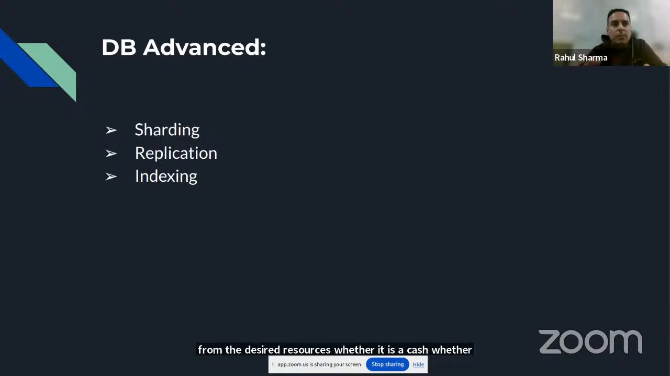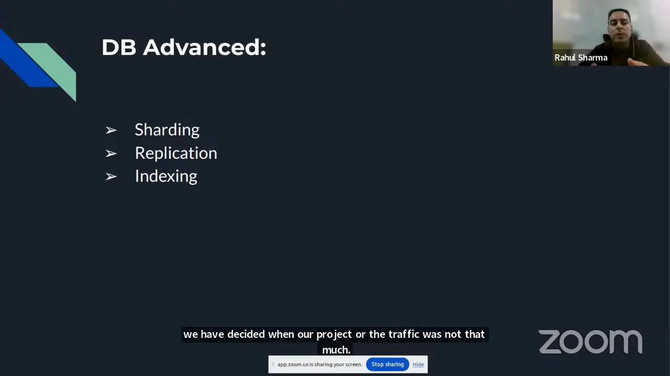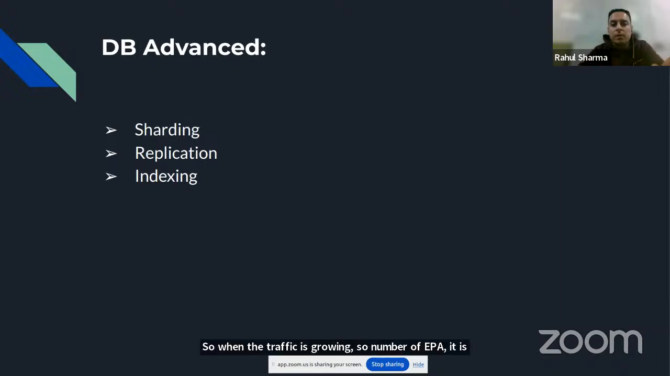When the size of the database is growing day by day, we have to opt for advanced-level techniques on the database to serve the response within the limit we decided when our project or traffic was not that much. When the traffic is growing, the number of API hits on a server is also growing, so we suffer from slowness of the system. At that level, these advanced things come into the picture, right? So one is sharding.